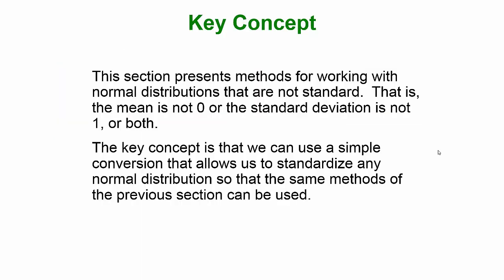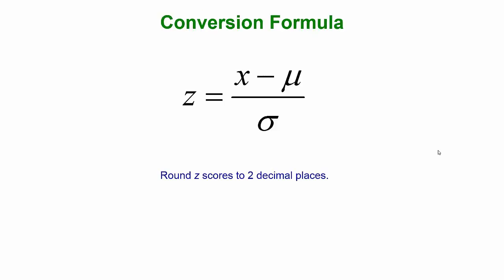In this lesson, we will learn how to apply normal distribution to other kinds of problems. This section presents methods for working with normal distributions that are not standard. So in those cases, the mean is not 0, or the standard deviation is not 1, or both. The key concept is that we can use a simple conversion that allows us to standardize any normal distribution so that the same methods of the previous lesson can be used.